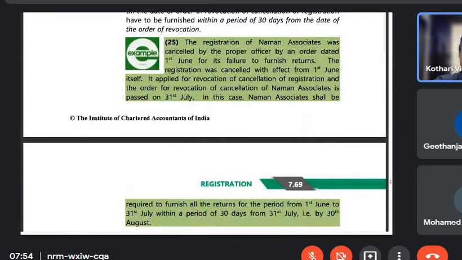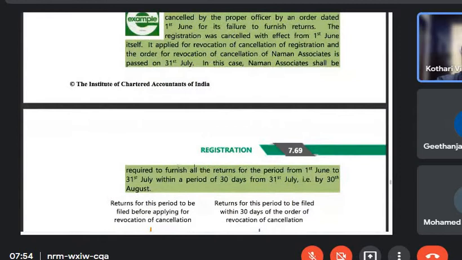The registration of Naman Associate was cancelled by the proper officer by an order dated 1st June for its failure to furnish the return. The registration was cancelled with effect from 1st June. It applied for revocation of cancellation of registration. The order for revocation of cancellation was passed on 31st July. In this case, Naman Associate shall be required to furnish all the returns for the period from 1st to 31st July. So since the registration was cancelled and then revoked, whatever transactions you have done from the date of cancellation till revocation, those returns also should be filed.